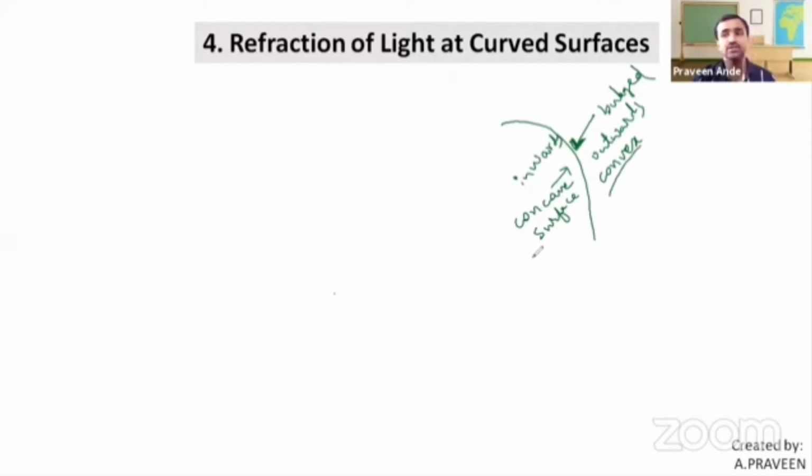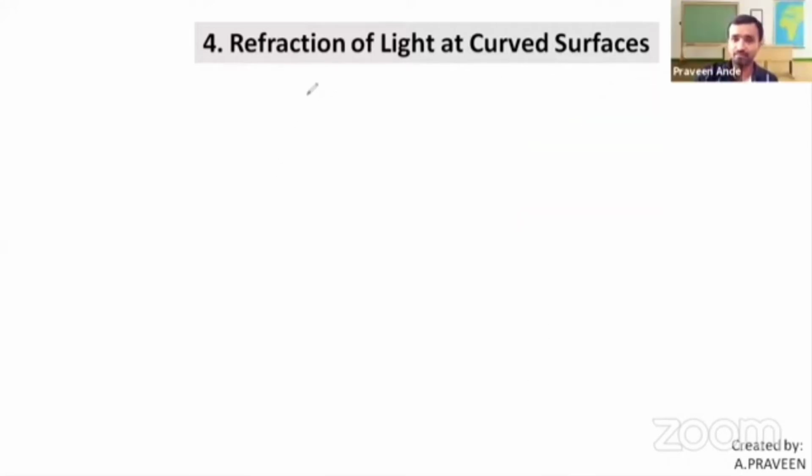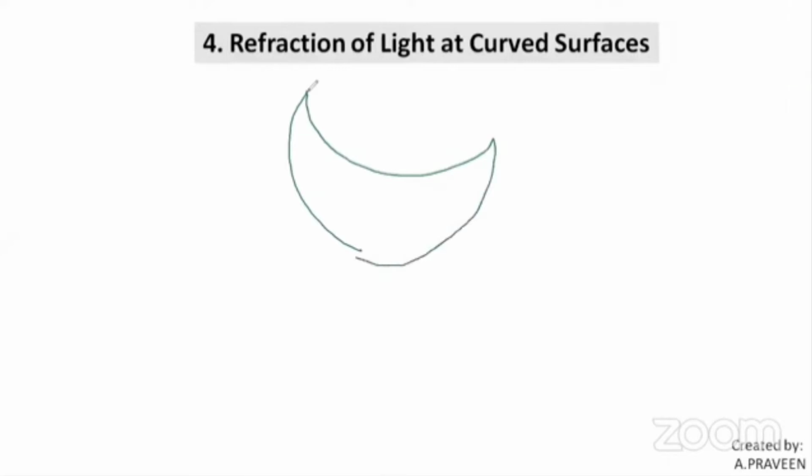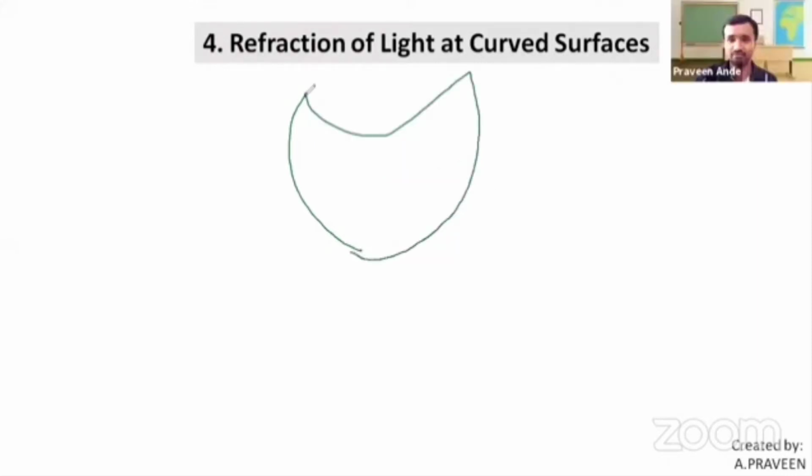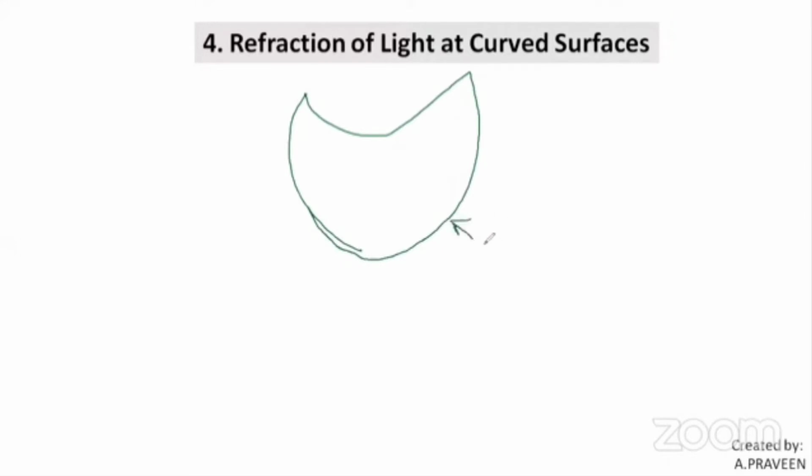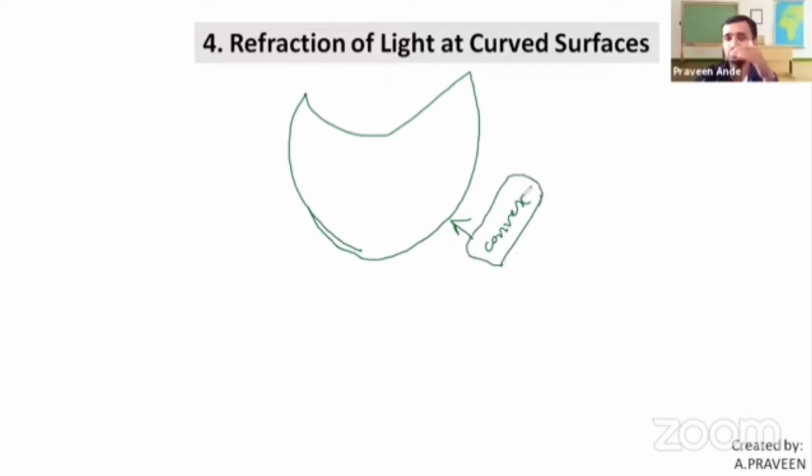So two types of surfaces are there: one is concave and the other is convex. Here I am drawing the shape of the moon. Either side you can see different surfaces. Can you please name this surface? Convex, very good. It is bulged outside. So convex.